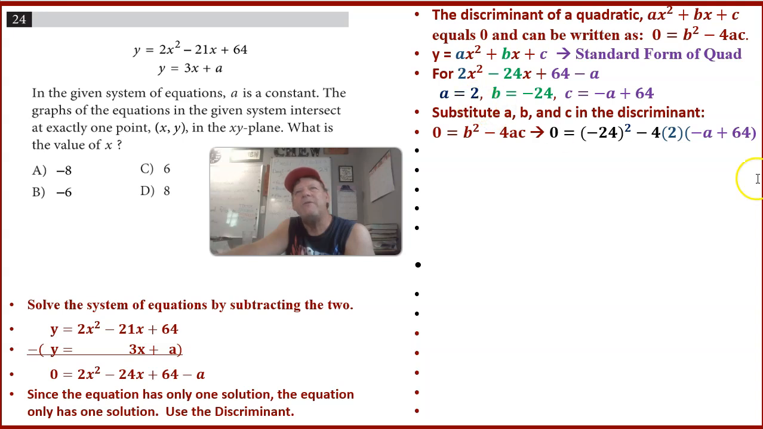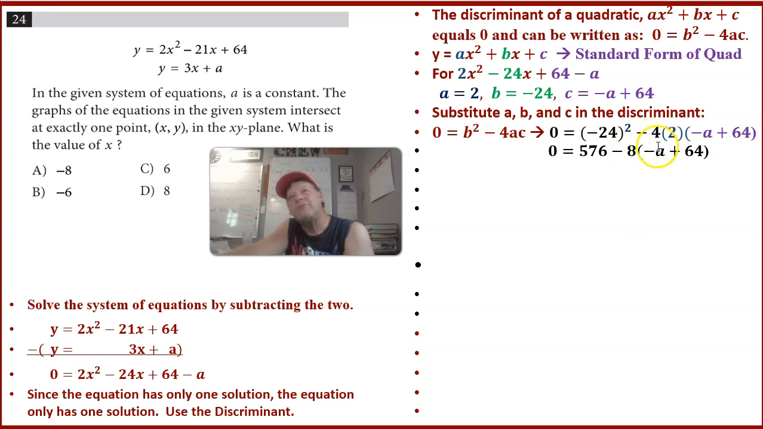My A is 2. Yep, that's right. And then my C is negative A plus 64. All right. So negative 24 times negative 24 is positive 576. 4 times 2 would be my 8.